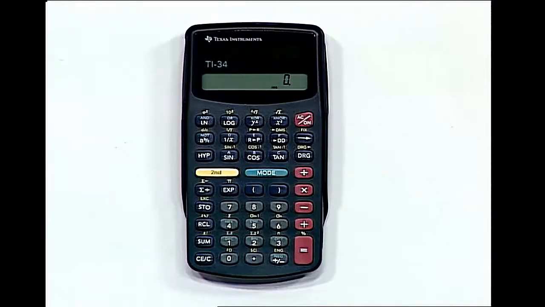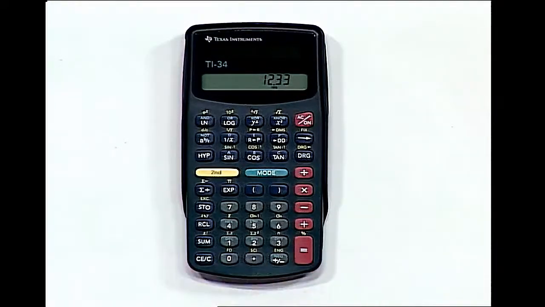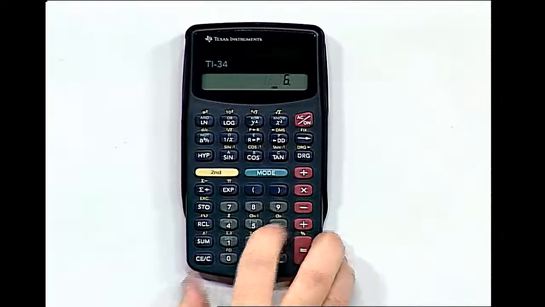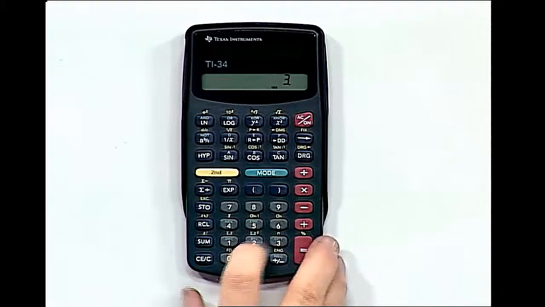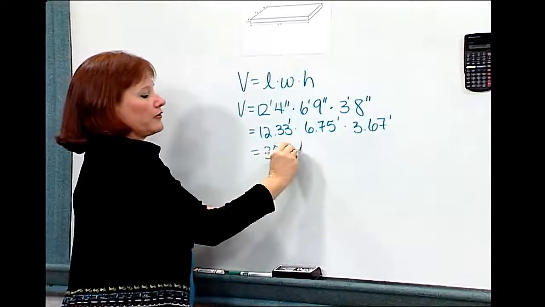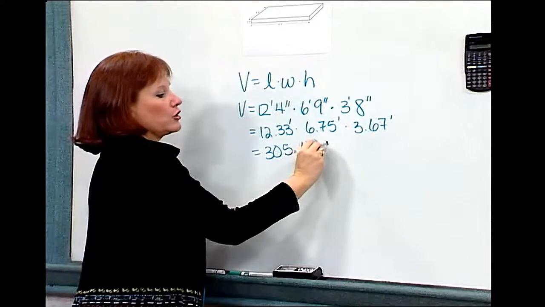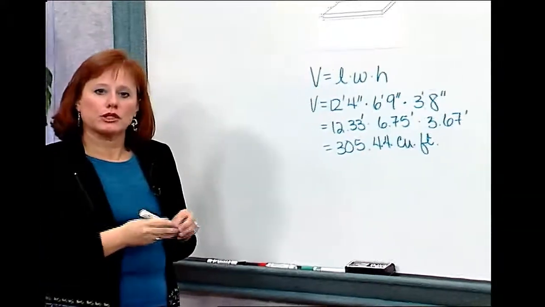I'll use my calculator to do this calculation. I'll put in 12.33 feet times 6.75 feet times 3.67 feet, and I'll get a total volume of 305.44. So I have a volume of 305.44 cubic feet. Now, remember, what we asked is how much liquid would this hold?